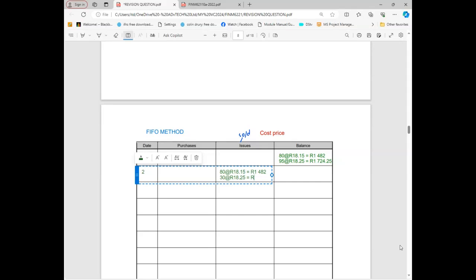No, it depends where I sell that stock out of. I'm only left with 95, which means I can only take it out of 95. That's why I use the cost for 95.